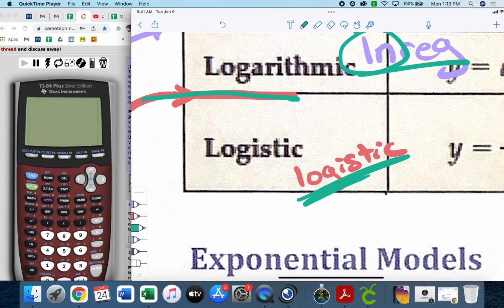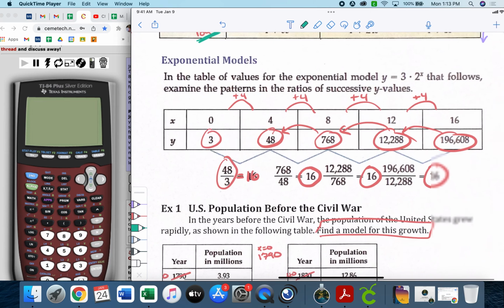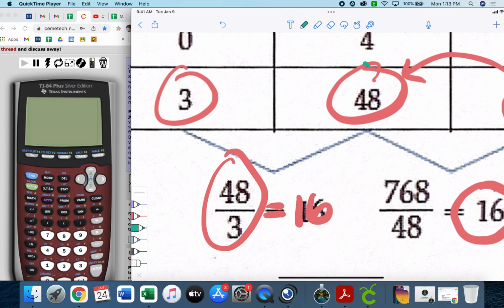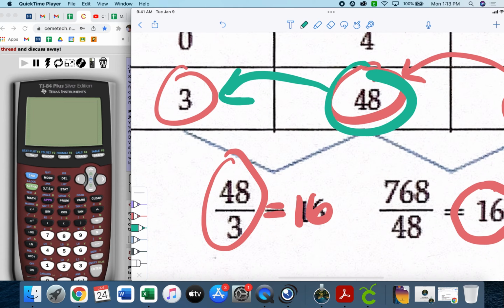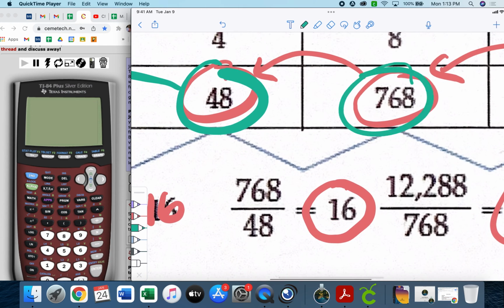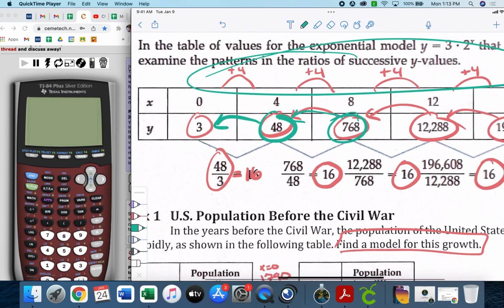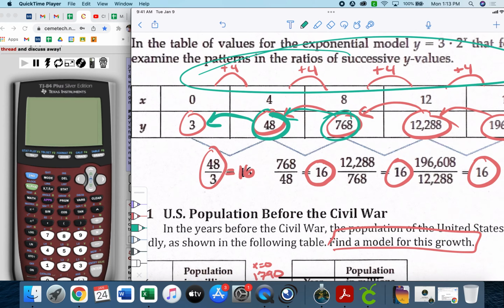To check really fast, because you'll have to do this on your homework assignment, whether a function or a data set is exponential: first of all, you check to see if the x's are going up by the same number. These are going up by 4s. Then you divide them out. So 48 divided by 3, 768 divided by 48. They have to come out to be the same number, or close to the same number. Like if you would have gotten a 15.9 or a 16.1, that's probably okay. But that's checking to see if it's an exponential function.